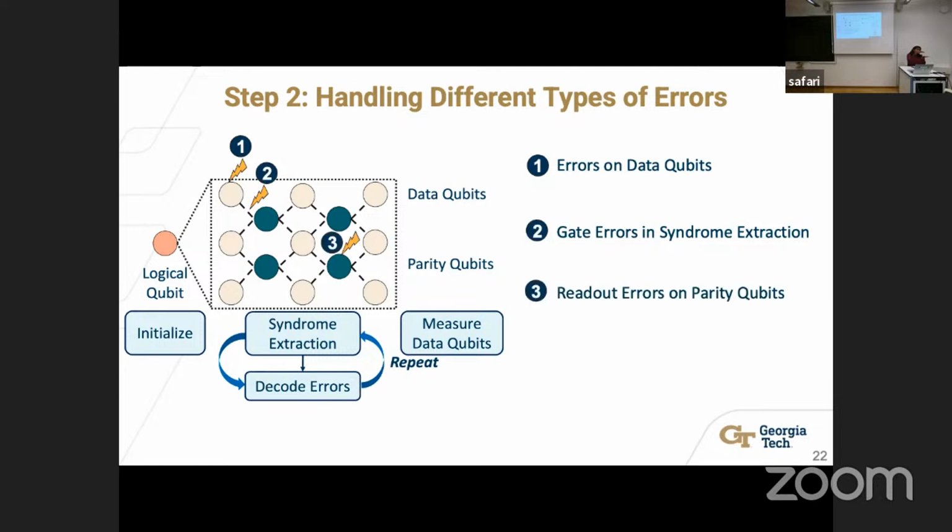When you're doing parity qubit measurements in every quantum error correction cycle, those readout or measurement operations can fail too. And finally, at the end of your application, you are measuring those data qubits, which is this logical measurement. Even those can fail, right? So these are the different types of errors that your decoder needs to deal with. And how does it deal with it?